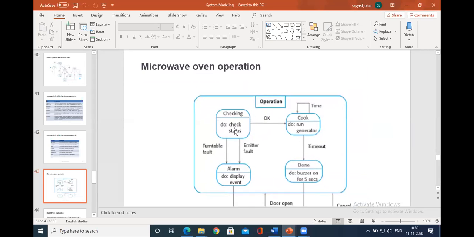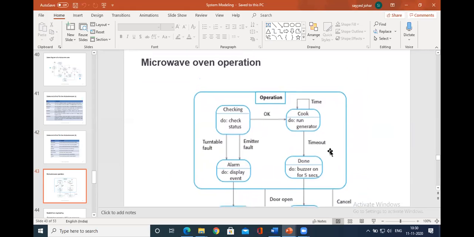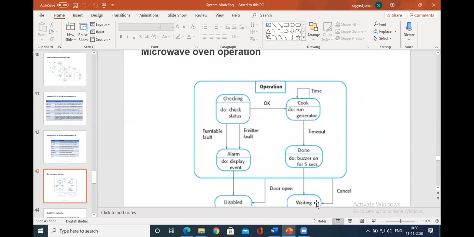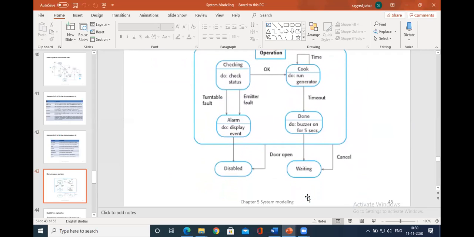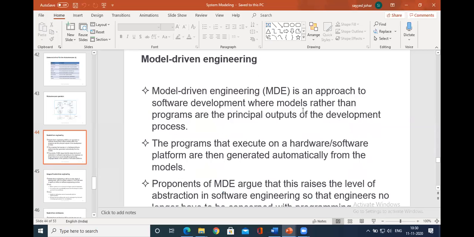So based on that, the operations have been represented over here, that is operations of a microwave oven, right? So next, coming to model driven engineering, represented as MDE, is an approach of software development.